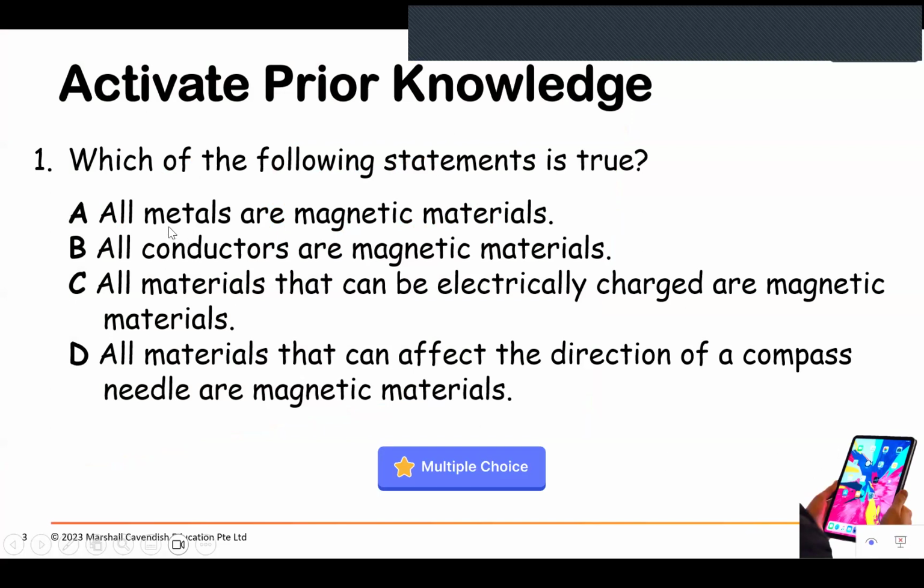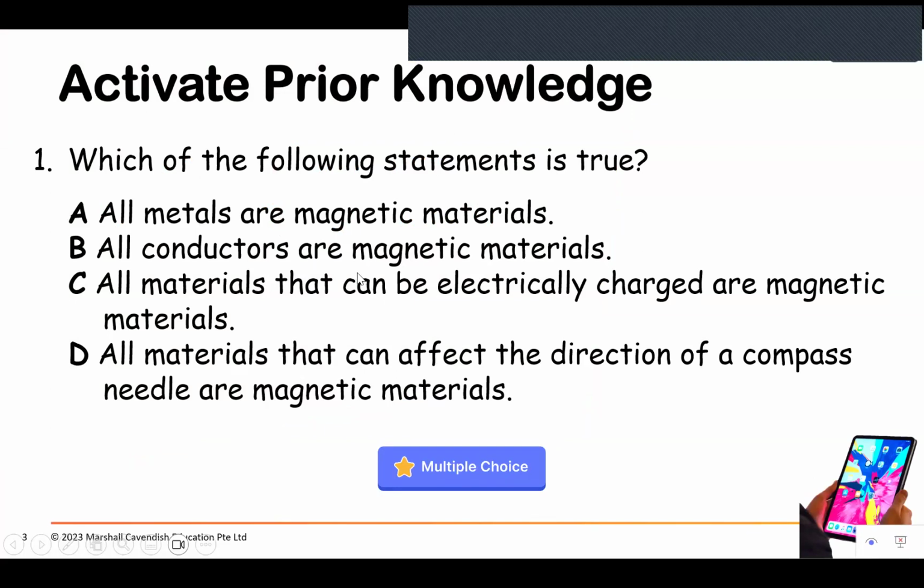Okay, the first one, where all metals are magnetic material, is wrong because there are only 4 metals that are magnetic material, which is iron, cobalt, nickel, steel. Next, all conductors are magnetic material is also wrong. For example, copper is a good conductor, but it is not a magnetic material.